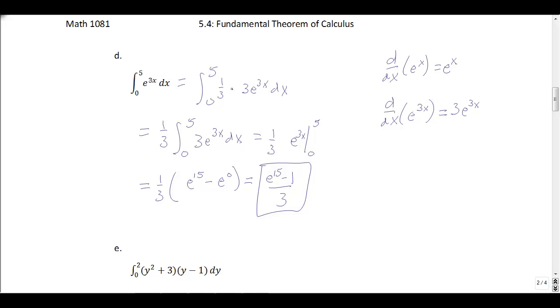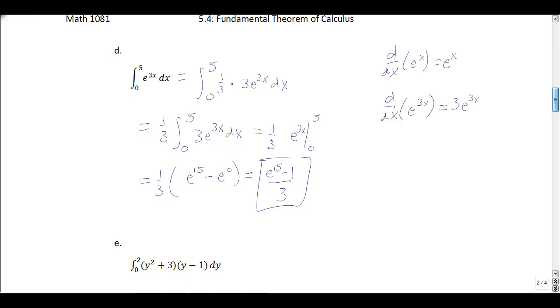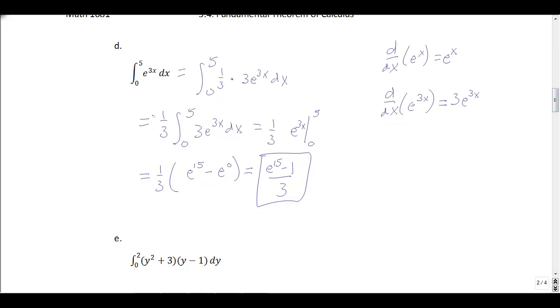This method here, where we had a 3x and we kind of wanted x instead of 3x, we'll do with a substitution method later on. Right now we can just kind of reason this through, although if you know how to do substitution, you can do that as well. It's really essentially just getting this 1/3 out here.